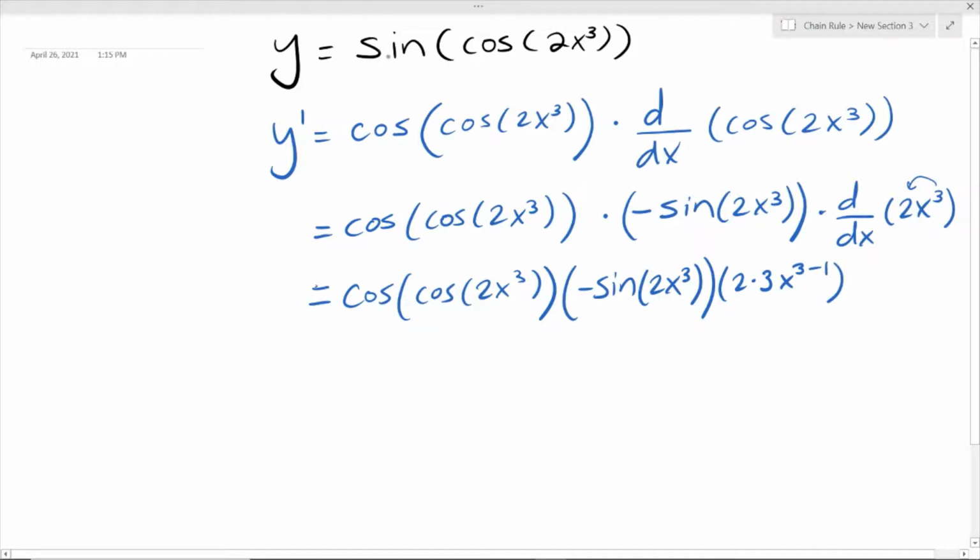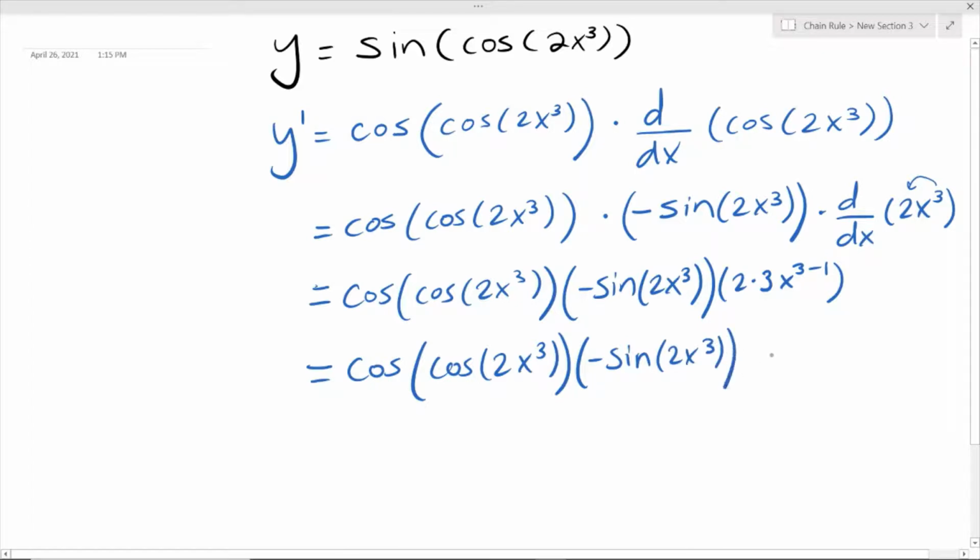So we have 3 layers, you can see. First one, we found the derivative of sine, then the derivative of cos, right? And then the derivative of the inside, which we're doing now. So I'm just going to copy this. So cos of 2x cubed times negative sine 2x cubed. 2 times 3 is 6, so 6 times x squared. 3 minus 1 is 2, so squared. And then we have a negative sign right here, right?